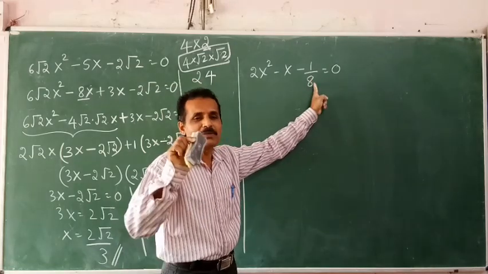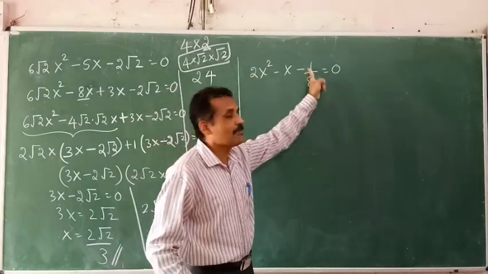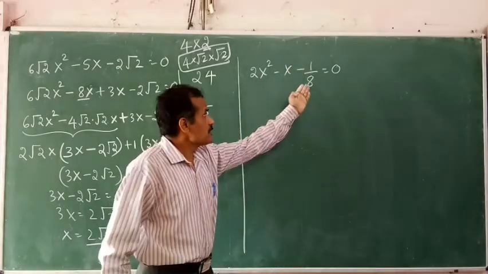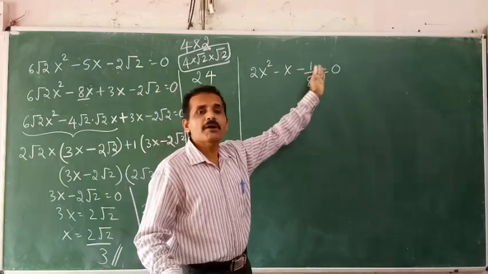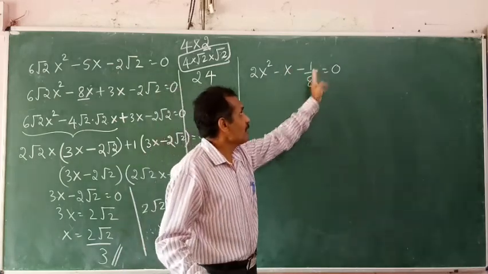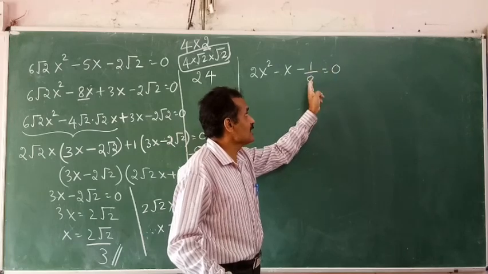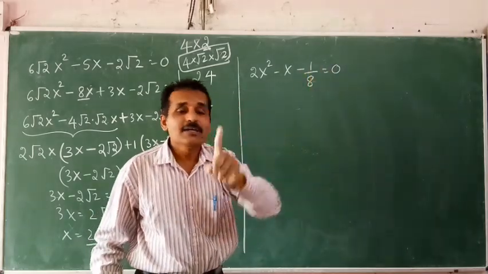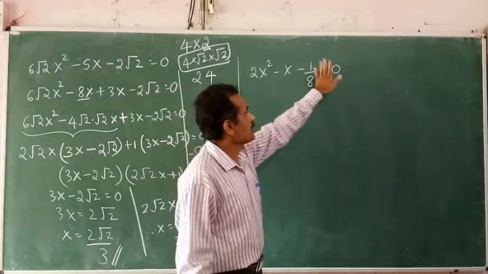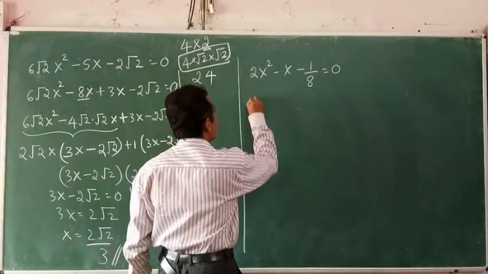To remove this, the simplest method is to multiply each term by 8. Had this denominator been 5, multiply each term by 5, so that this 5 and this 5 get cancelled, this 8 and this 8 get cancelled. But you cannot multiply for a single term. You should multiply for all the terms. What will I do now?